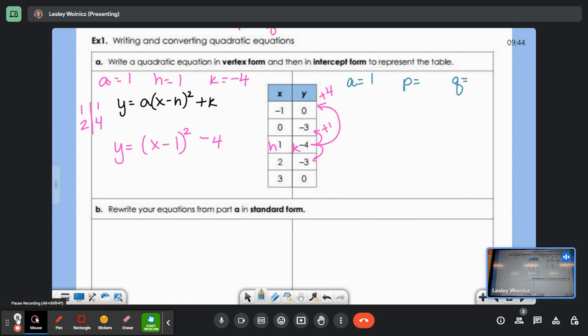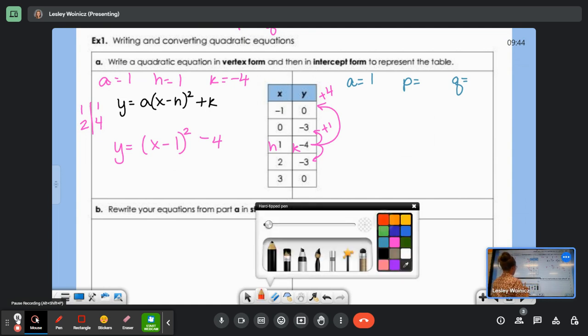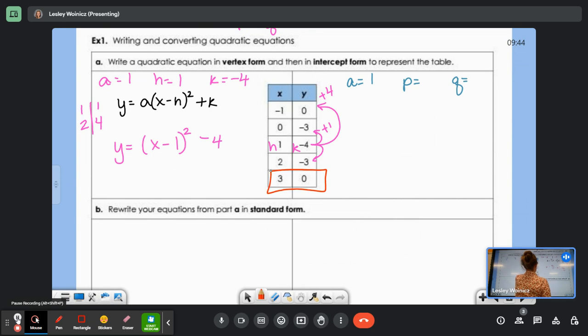We're looking for x-intercepts. I have a question for you. Which one of these is the y-intercept? 0. Correct, because it has a 0 for the x. Oh, so it's 3 and 0. Yes, 3, 0 is one of them, and -1, 0 is the other, because they both have 0 for the y value.